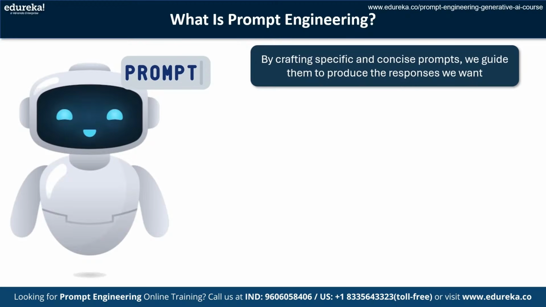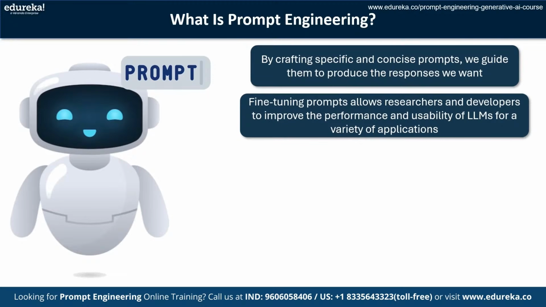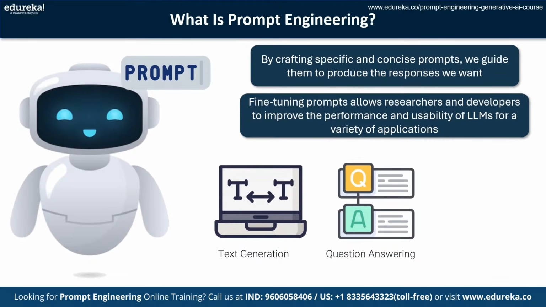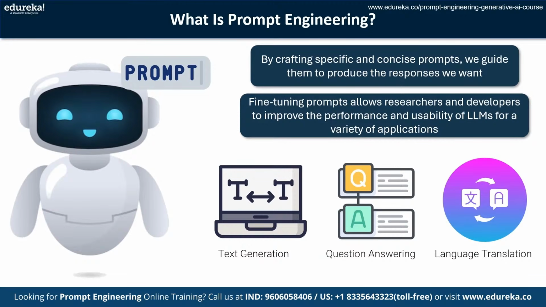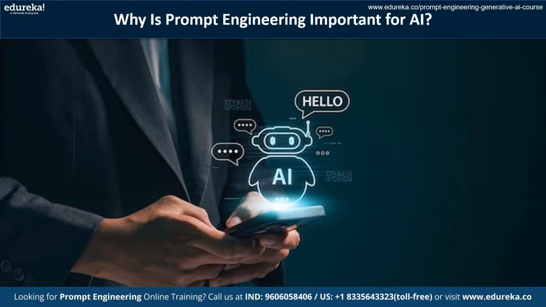So to do this effectively, we need to understand the capabilities of the model and the problem we are trying to solve. Fine-tuning prompts allows researchers and developers to improve the performance and usability of LLMs for a variety of applications including text generation, question answering, language translations, and others. Effective prompt engineering necessitates a thorough understanding of the underlying model's capabilities as well as the problem domain and desired result. Now, let's find out why prompt engineering matters for AI.